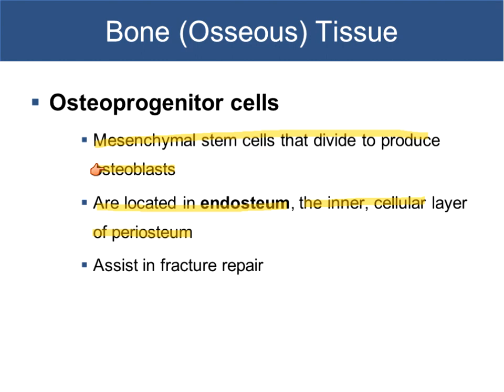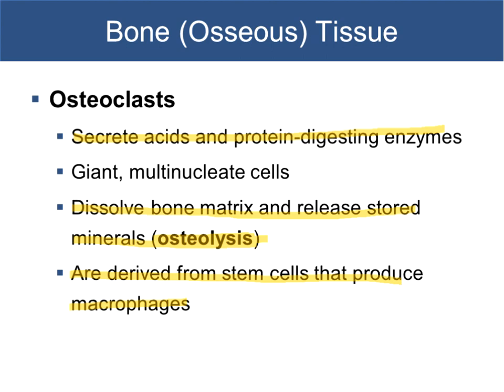The job of the osteoprogenitor cells is to repair a fracture, because the osteoprogenitor cells produce osteoblasts. Osteoblasts secrete an osteoid matrix that eventually gets filled with calcium and phosphate mineral deposits, and as that area calcifies, those osteoblasts then graduate to become mature osteocytes. So that's how osteoprogenitor cells become osteoblasts, who become osteocytes. That is that whole process of assisting in fracture repair.